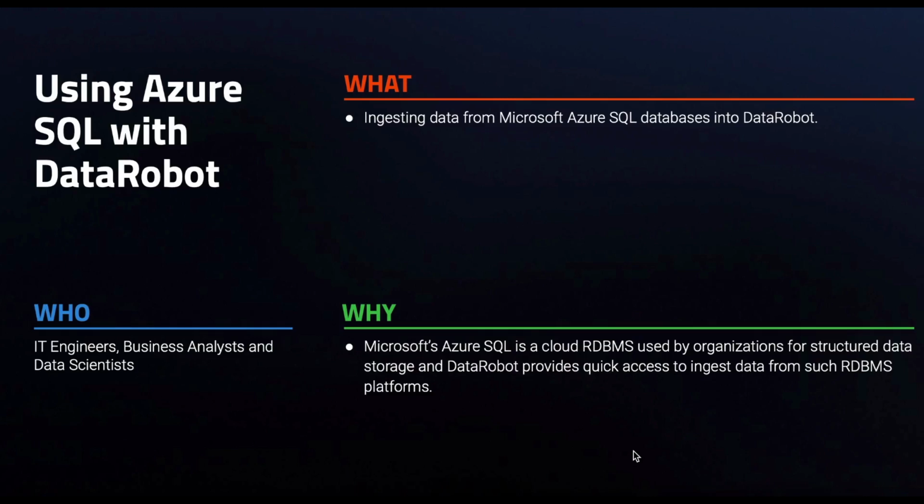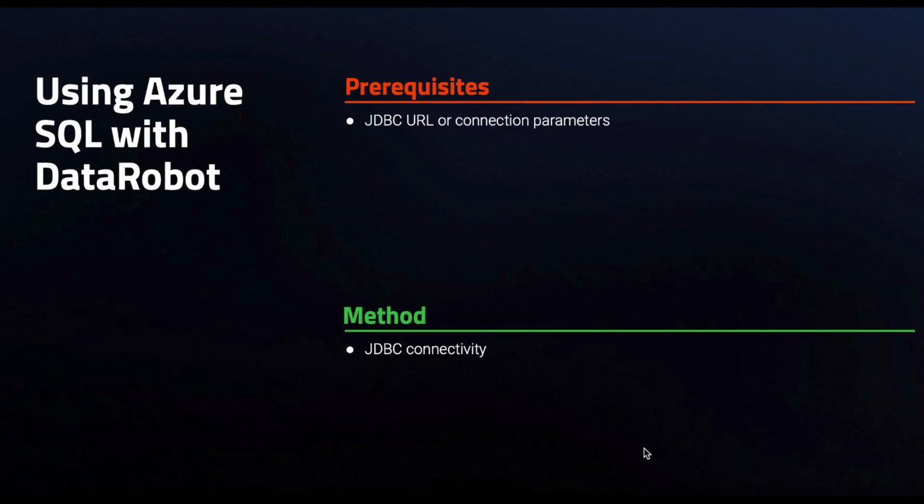In this video, we will see how to ingest data from Azure SQL into DataRobot. Organizations use RDBMS systems like Azure SQL to store and retrieve structured data. We will be using JDBC connectivity to connect to Azure SQL and pull in data into DataRobot.